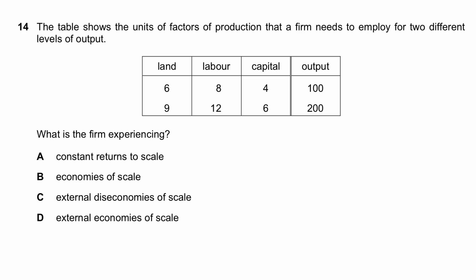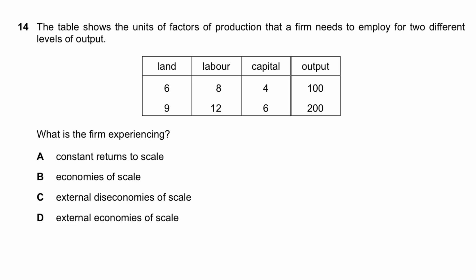Question 14 says the table shows the units of factors of production that a firm needs to employ for two different levels of output. What is the firm experiencing? So, in this question, you have been given land, labor, capital, three inputs, and output. If the input level was 6, 8, and 4, the output was 100. But if the input level changes to 6, 12, and 6, the output level becomes 200.